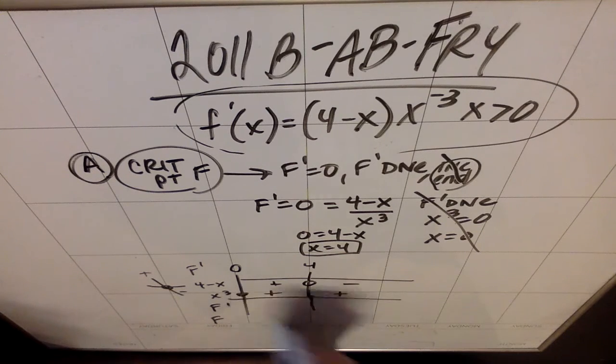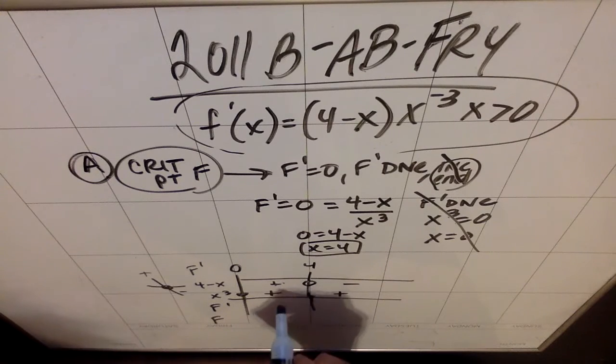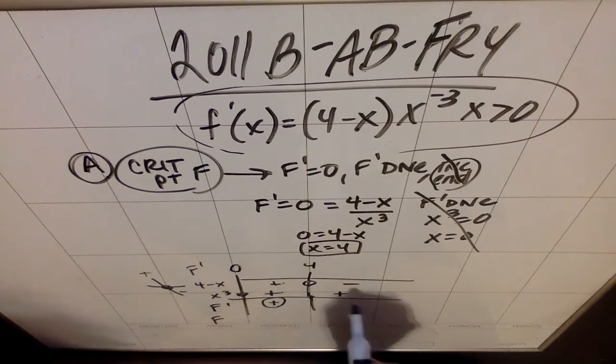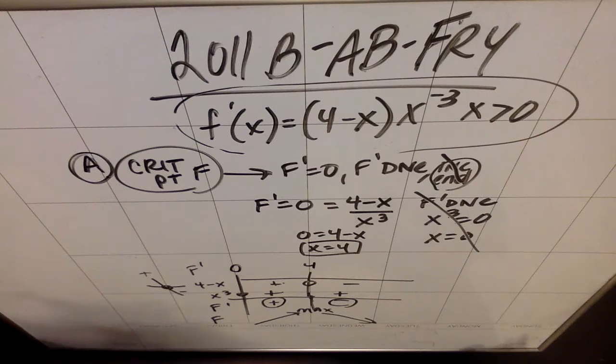It would have been 0 at 0, but remember, 0 is a cutoff. We can't do anything across 0. So a positive divided by a positive comes out positive, and a negative divided by a positive would come out negative. So what that means is f is going up and then down. So I have a max here for f.